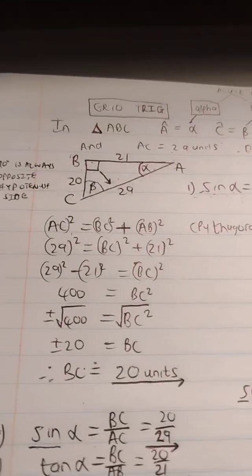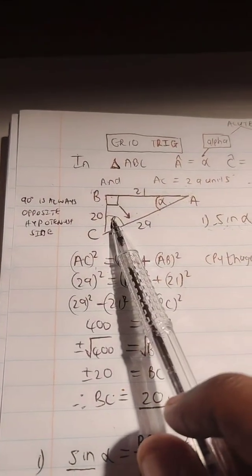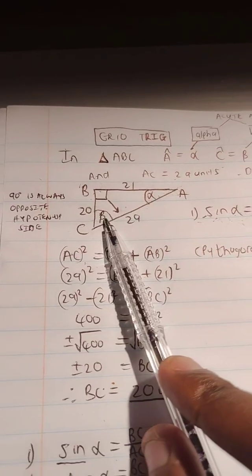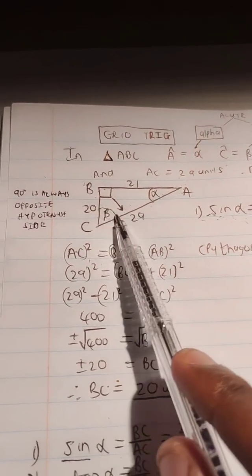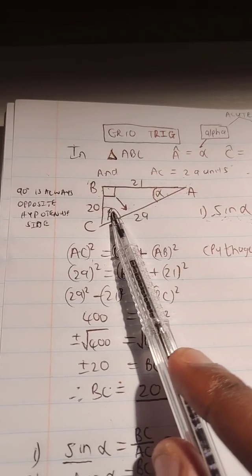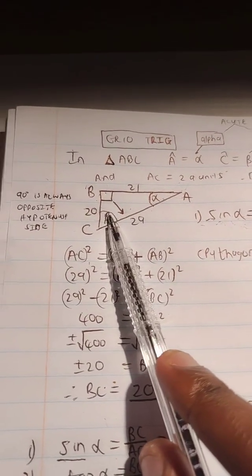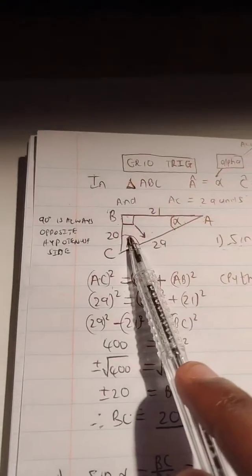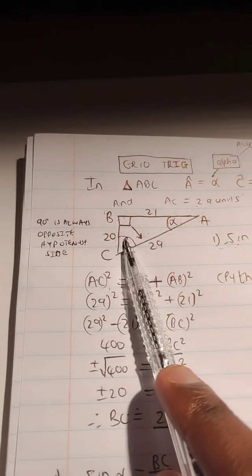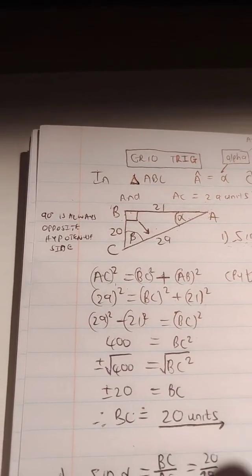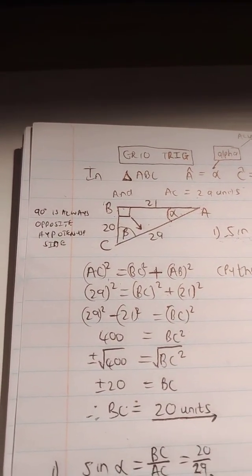Question 5: tan of beta. Once again, where is beta? Here is beta. What is the definition of tan in relation to the triangle and to this angle? Tan is opposite over adjacent. Which one is the opposite side? Which one is the adjacent side?